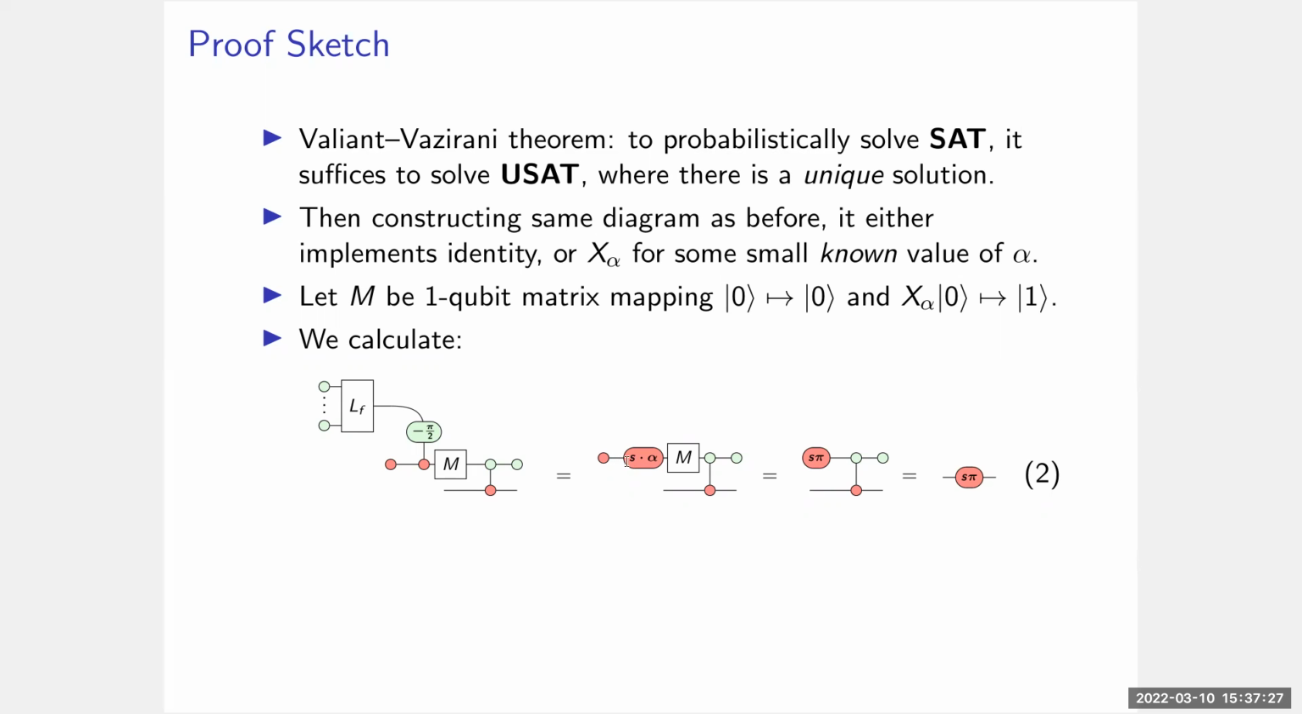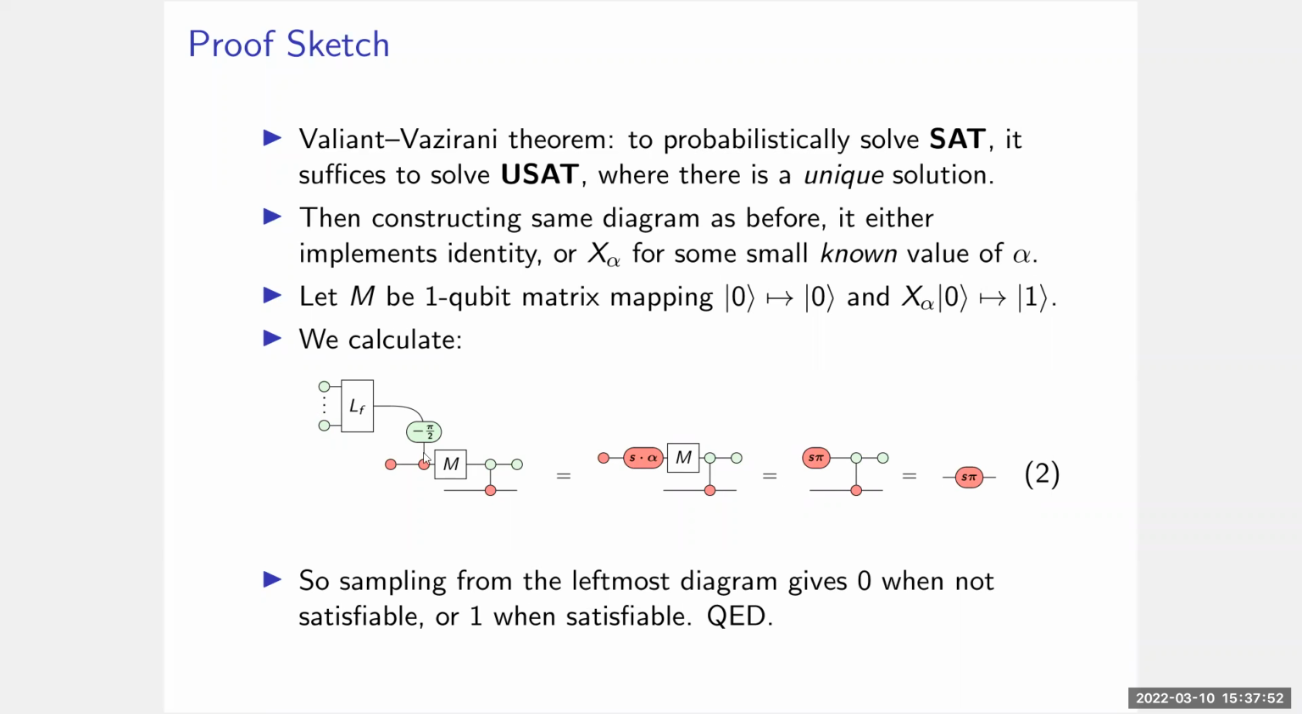And then by the property of M, we can put this together with M, and we see it becomes an S pi. Like it's either a ket 0 or a ket 1, depending on the value of S. And then we just do some rewriting, and we see it becomes this thing. So this diagram on the left is either implementing an identity if F is not satisfiable, or is implementing a NOT gate if F is satisfiable. So that means if we feed this diagram to our oracle for sampling from a unitary ZX diagram, we get out 0 if it is not satisfiable, and we get out 1 if it is satisfiable, right?